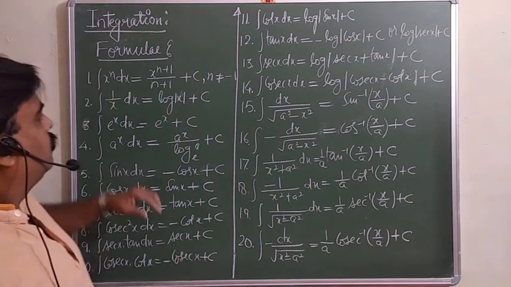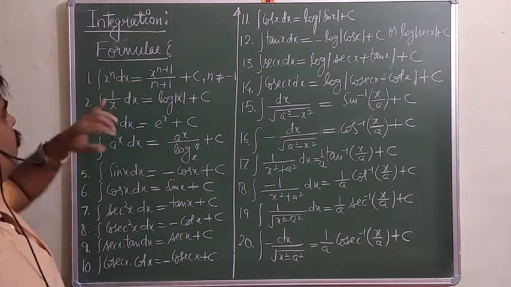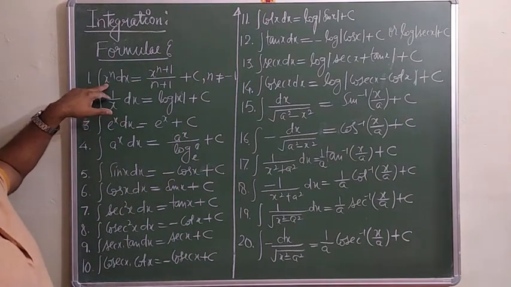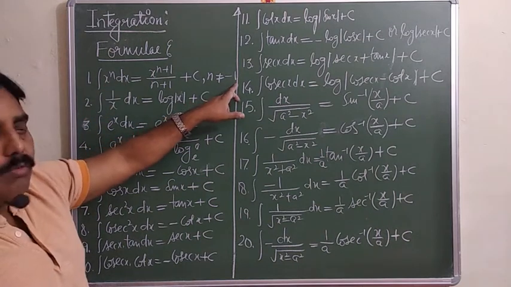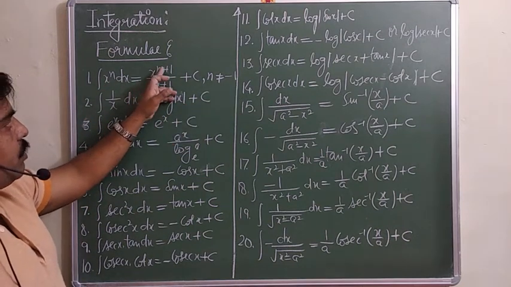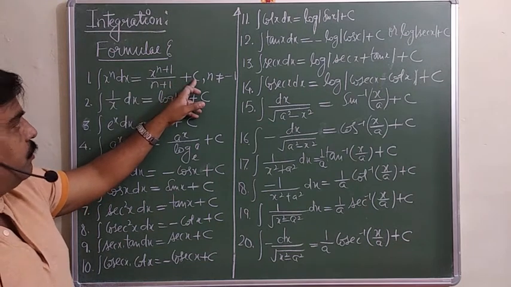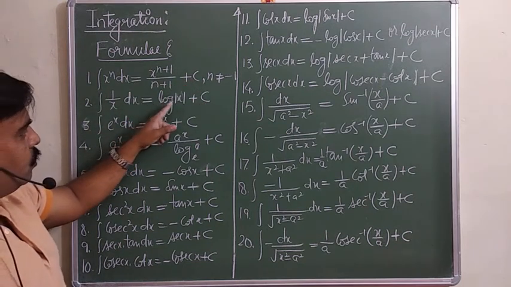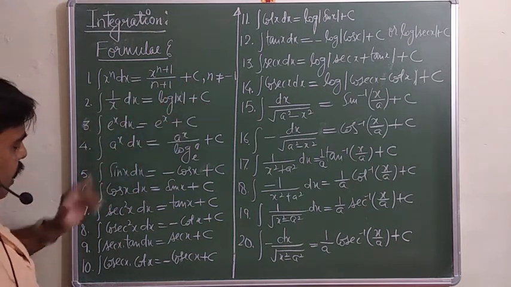Okay, now these are a few formulas. You want to find the antiderivative of x raised to power n dx, where n is not equal to -1. That is equal to x raised to power n plus 1 over n plus 1, plus c. Like 1 over x dx is log x plus c. Likewise you can do that.